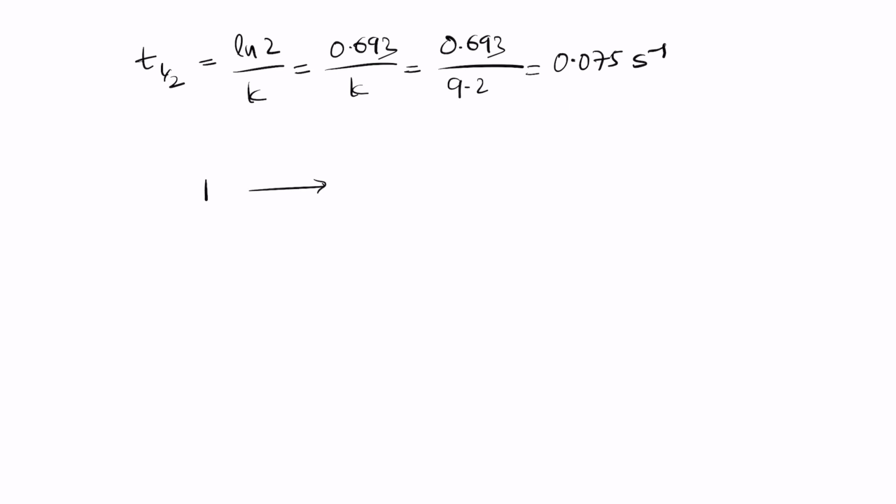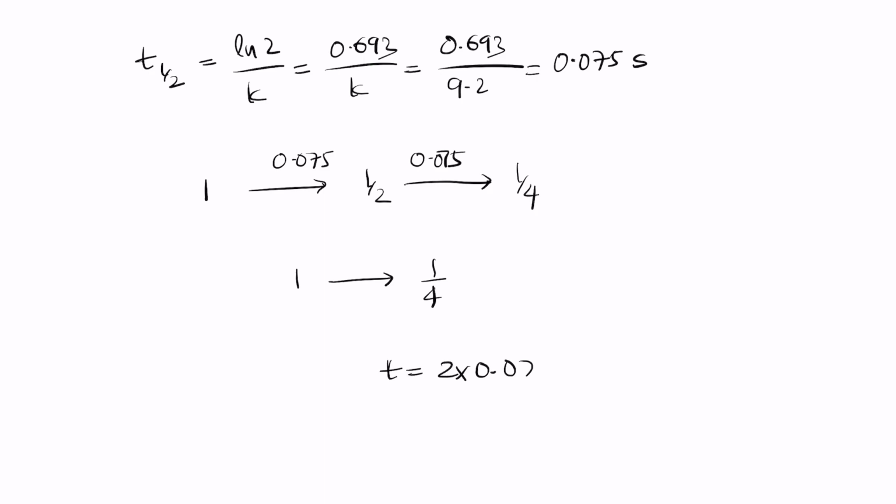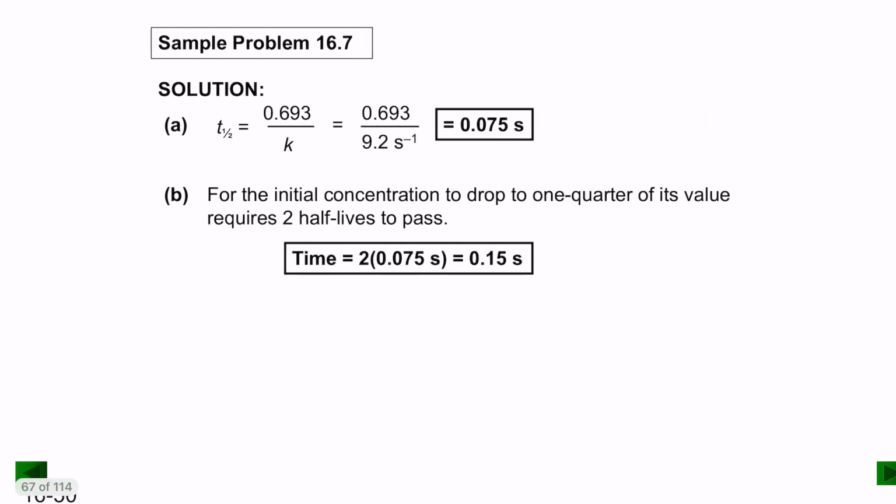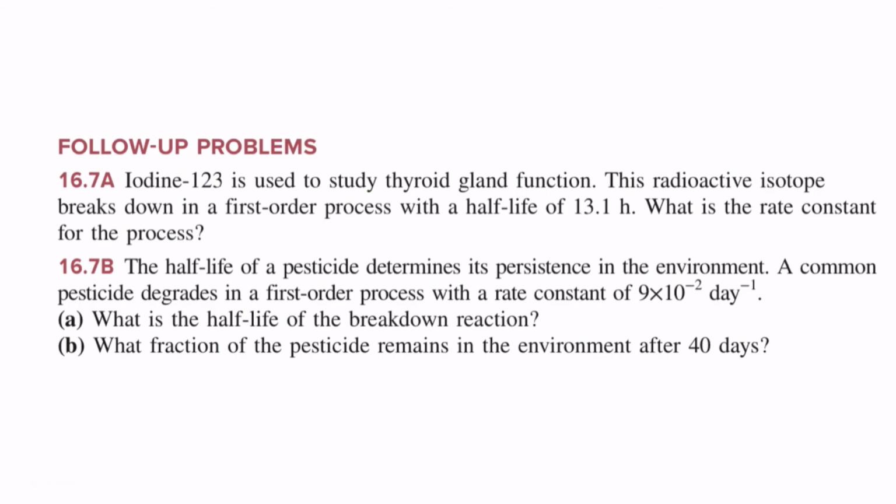Now they are also asking for the total time to become 1/4 of its initial value. For 1 to become 1/2, it takes 0.075 seconds. Then half of it, which is 1/4, takes another 0.075 seconds. So the total time to take 1 to 1/4 will be 2 times 0.075, which is going to be 0.15 second. For 1 to become a quarter of its value, it will take 0.15 second. This is how you can solve the problem. Use the same principle now. Pause the video right here and try to solve this problem.